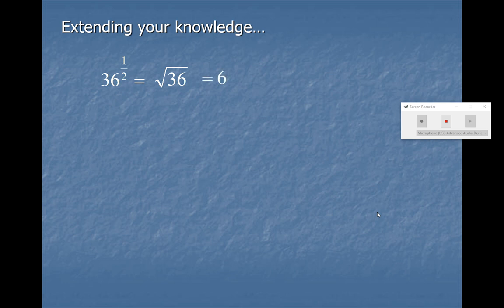So it looks weird, I know. It looks weird, this transformation, to go from 1/2 to square root. But actually not too complicated when you get down to the bottom of what's happening here.